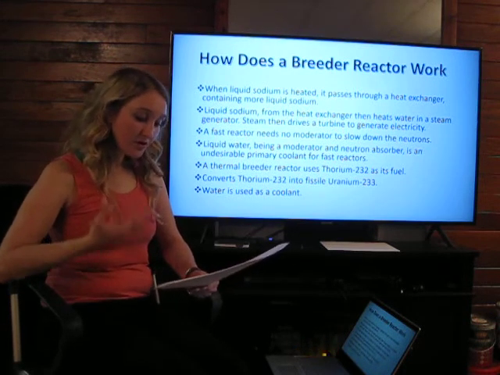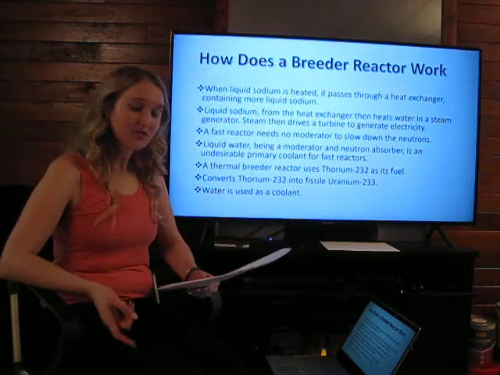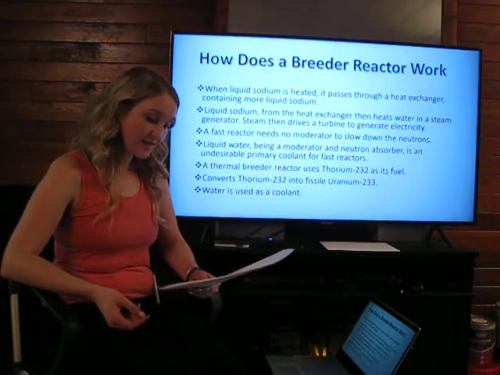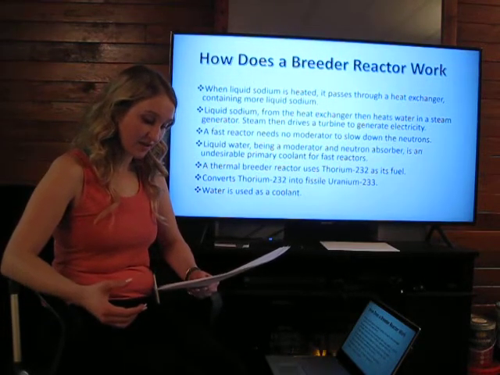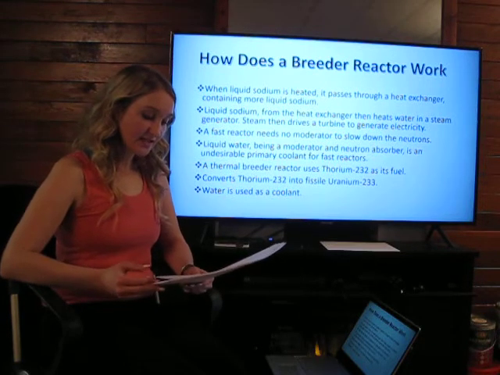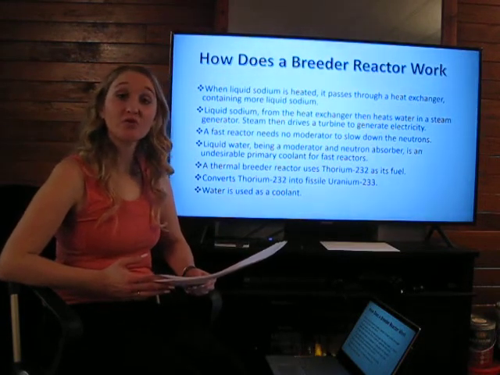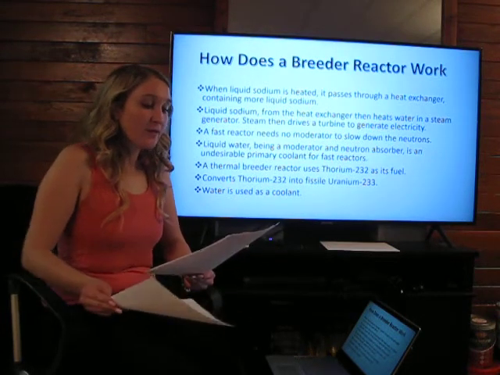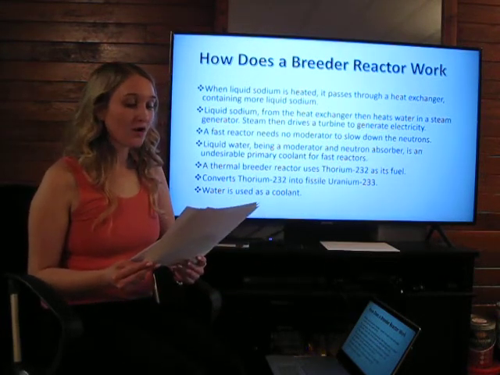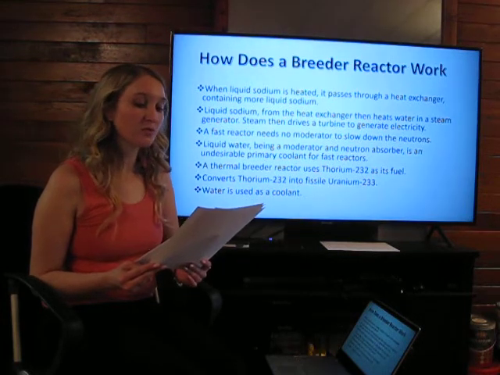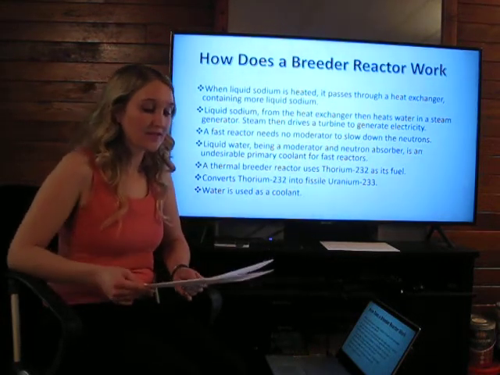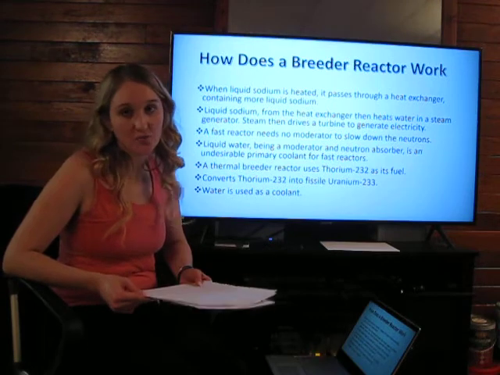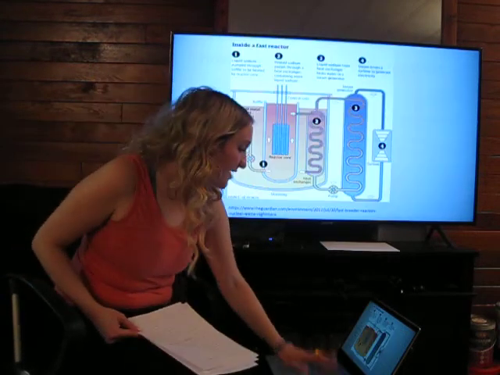Now the thermal breeder reactor actually uses thorium-232 as its basic fuel or fertile material. It converts this isotope into fissionable uranium-233, which creates a chain reaction. In the thermal breeder reactor, water is employed as a coolant to remove the heat produced by the continuous series of fission reactions. So here we're going to take a quick look.